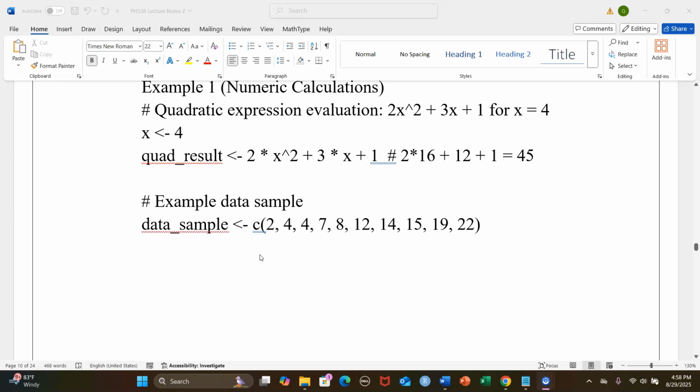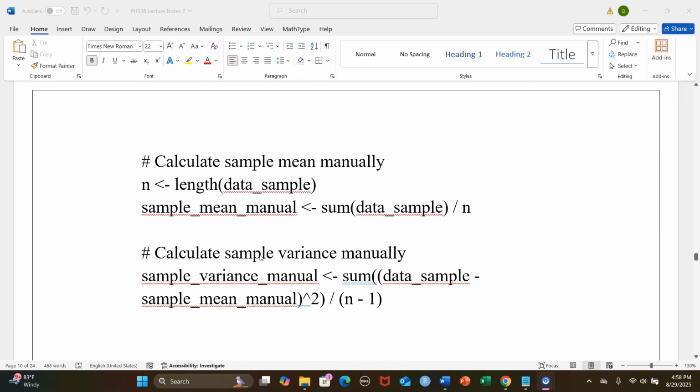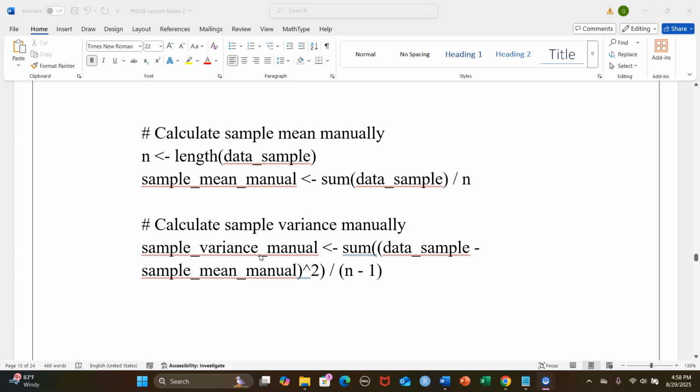Example data sample: if you want to generate a small data sample, you can just use the c function to create a numerical vector and assign it to data_sample. If you want to calculate the sample mean manually, there is a mean function, but to practice how to calculate it manually, first you assign the sample size, which is the length of the data sample. Then you assign sample_mean_manual as the sum of the data sample, just add up all the elements, then divided by the sample size.